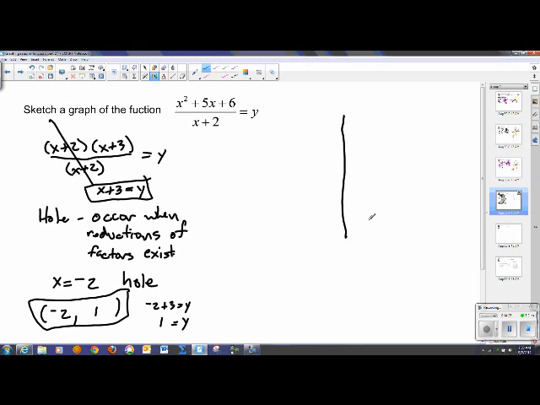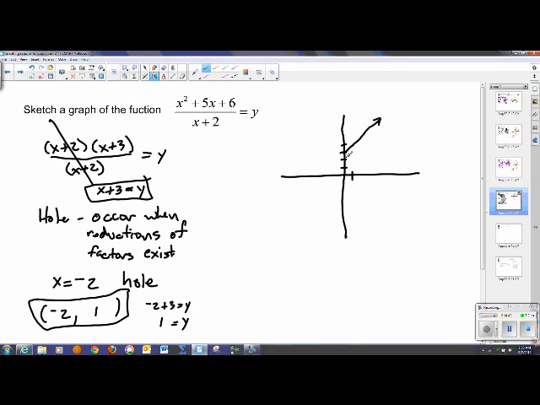Since my x plus 2 is gone, I have no vertical asymptote. All right? And what's remaining is strictly a line. So I'm going to go up 3 and go up 1 and over 1. And I'm going to actually draw a line.